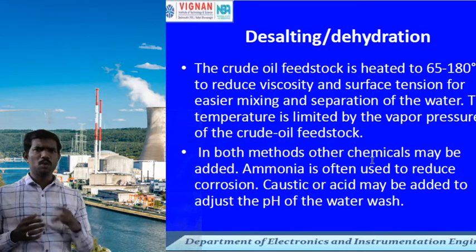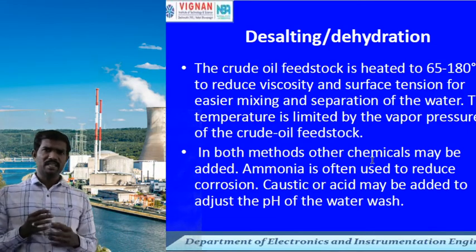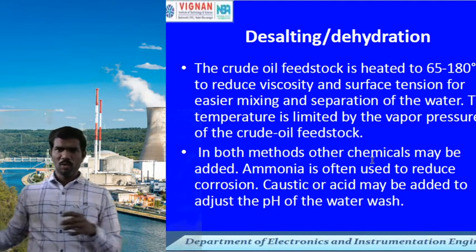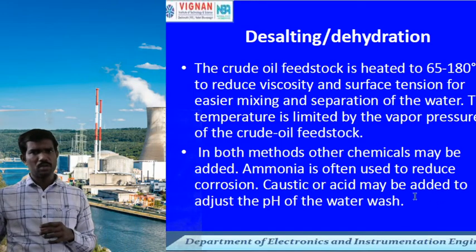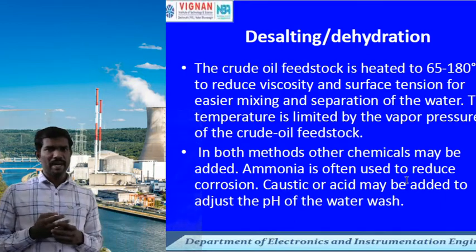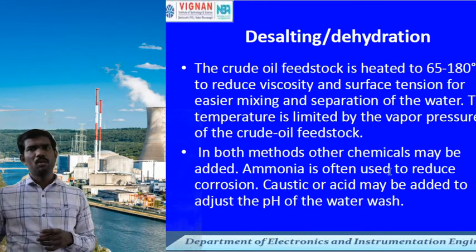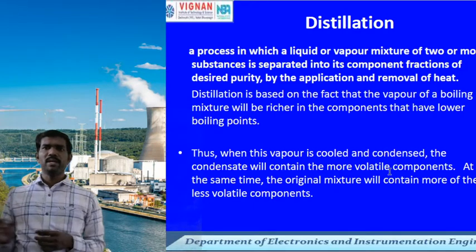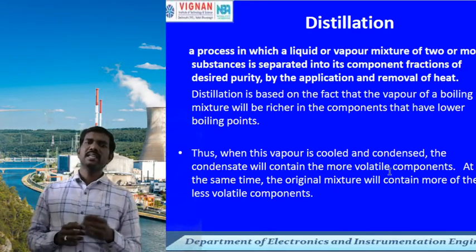So these methods and other chemicals may also be added. Ammonia is also used here to reduce the corrosion, and caustic soda or acids may be added to adjust the pH value of the water wash. The next important concept is the distillation method.